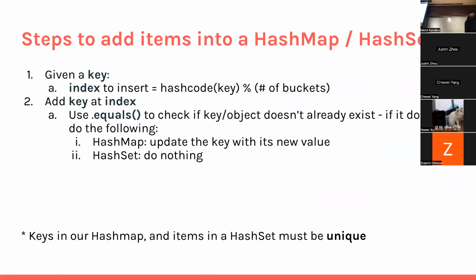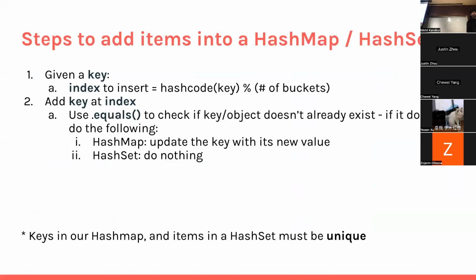Okay, so what are some of these steps to add items into a hash map or our hash set? We're going to first begin with a key. So we can get a key, like a string, for example, a word. And we have to somehow convert this into an integer, which will give us the index of where we're storing our key. This can be thought of like the index of our hash set.